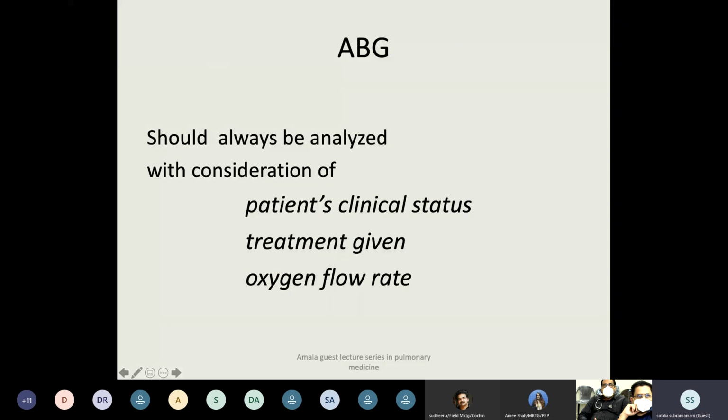And now coming to the ABG proper. We should always analyze with due consideration of the patient's clinical status. For example, what is the diagnosis? And what are the presenting features? What treatment is he getting? Is he on oxygen? Is he on a ventilator? And what is the oxygen flow rate or the FiO2? All these things should be taken into consideration when you start analyzing the ABG.